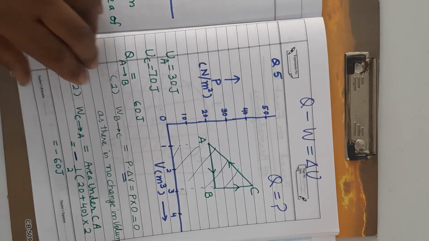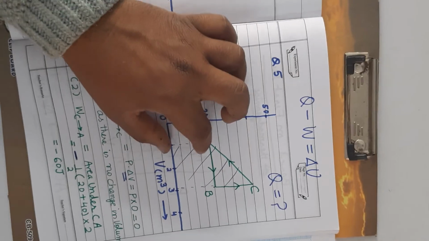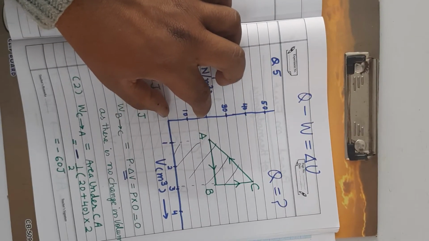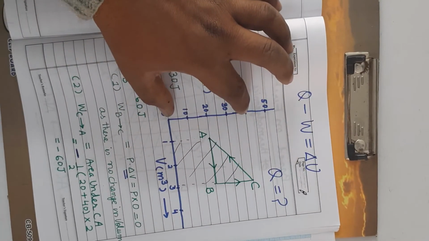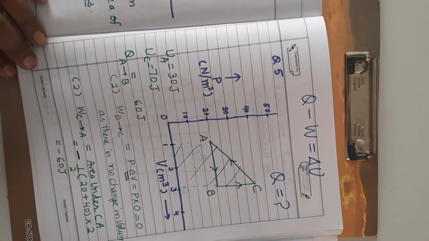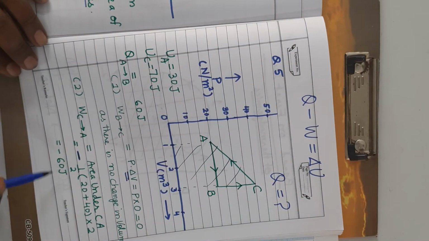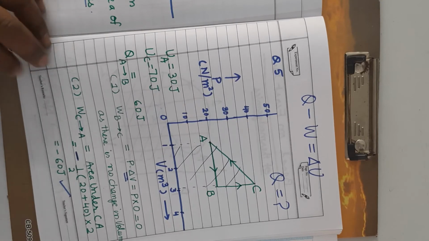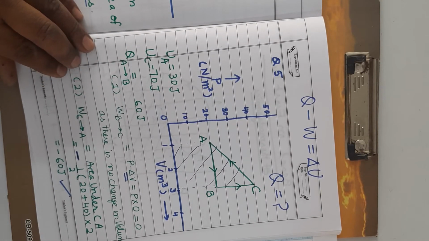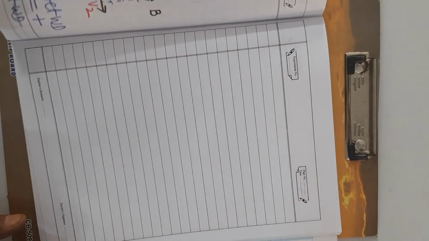What is the area of the trapezium? 1 upon 2 times the sum of the parallel sides. What is this side? It is equal to 20. What is this side? It is equal to 40. The distance between them is 3 minus 1, that is 2. So 2 and 2 cancel, and it will come out as minus 60 joule. Work done will be equal to minus 60 joule. It is clear. This is for C to A.